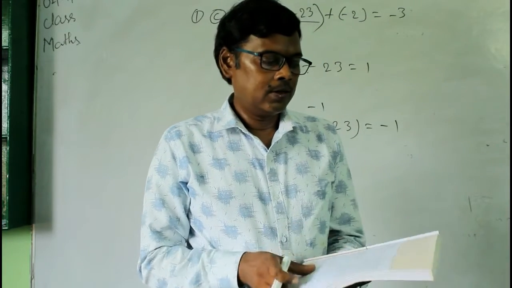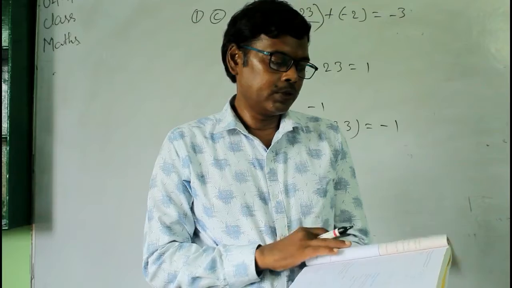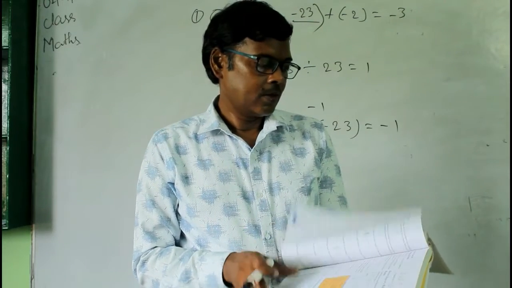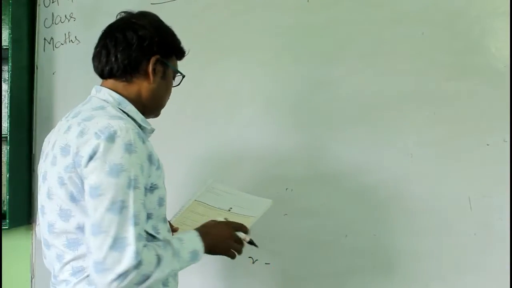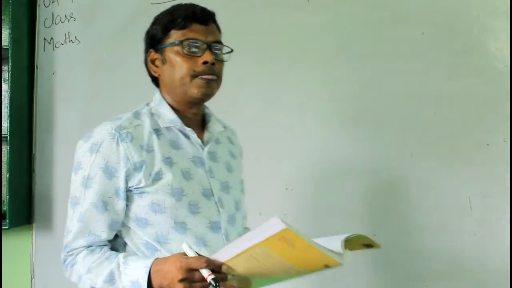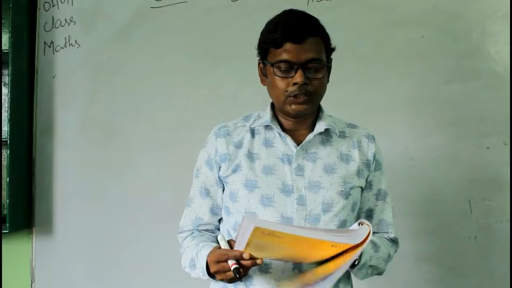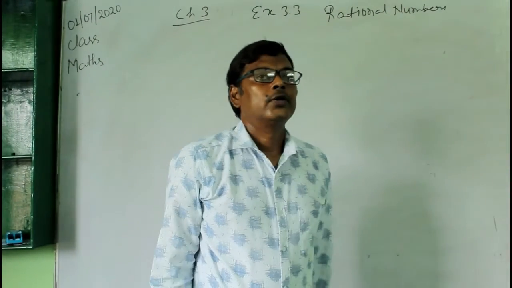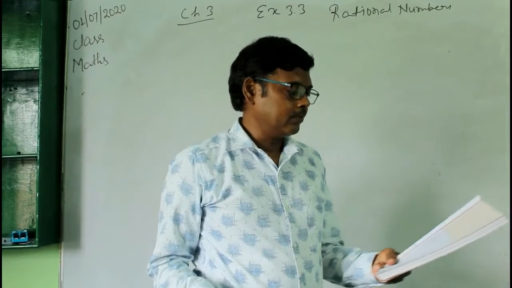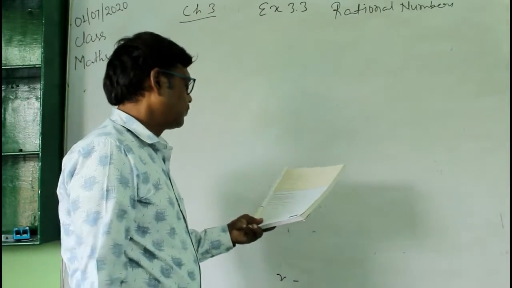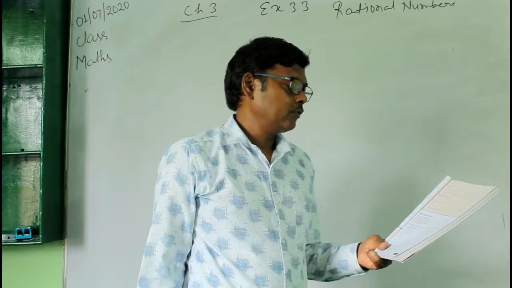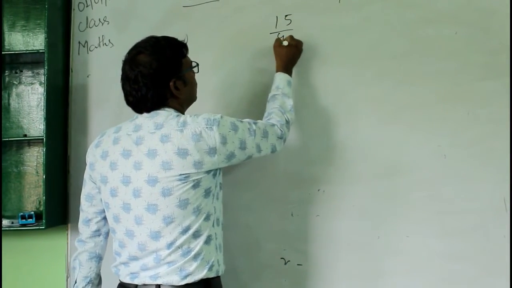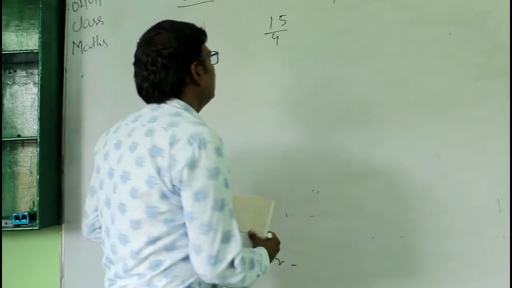Now exercise 3.3. Open this exercise 3.3, rational numbers. First I will explain how to express a rational number as a decimal. So rational numbers as decimals. You will divide any rational number. Take an example like 15 by 4. We have to express 15 by 4 as a decimal. So you will divide 15 by 4.